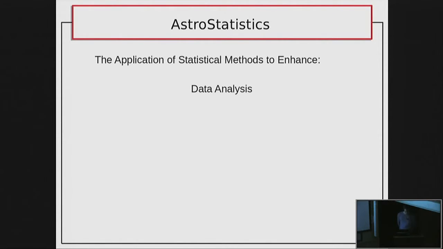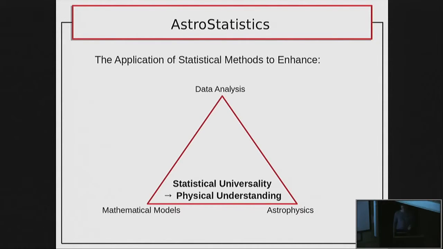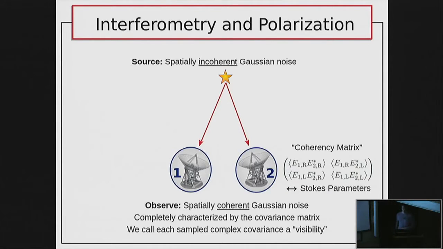Okay, so most of the talks so far have really focused on astrostatistics as the application of statistical methods to enhance data analysis. And I guess I'd like to think of astrostatistics as much broader than that. I think that statistical methods can help us to both develop better mathematical models for analyzing sources, and also to understand the astrophysics of sources themselves better. And this is basically because we have these phenomenally complex systems that we're studying, and that complexity often leads to statistical universality. So I'd like to just give a few examples where I think that this universality can enhance our physical understanding. So for starters, interferometry and polarization.